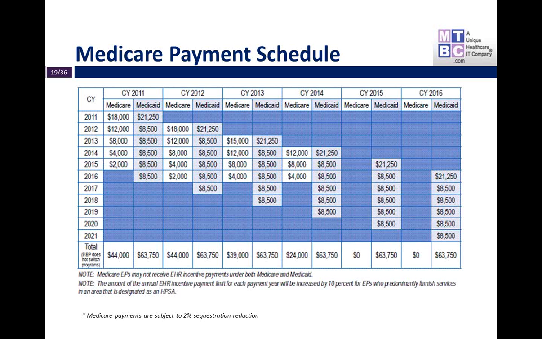Now, Medicaid eligible providers, they can start any time, and their incentive amount is going to be the same. So if you start in 2011 or 2012 or 2013 or 2014 or 2015 and so on, your first incentive payment is going to be the same, which is $21,250, which will be up to $63,750.